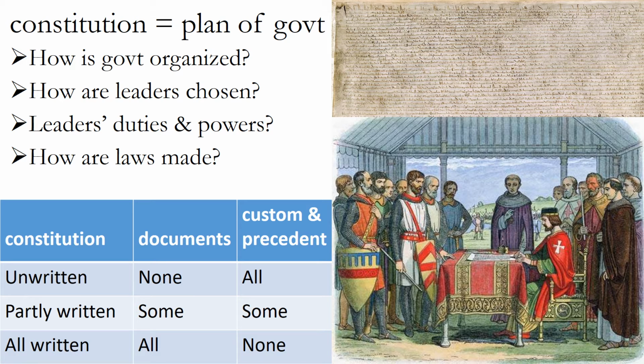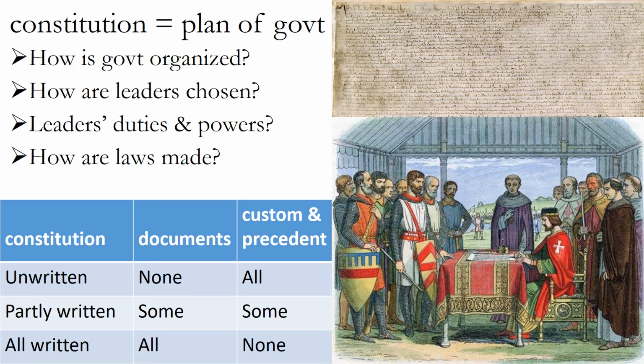That's kind of vague, though, to have an unwritten constitution, so some countries have a constitution that is partly written. So there are some documents that answer some of these questions, but there are also some holes between those documents, and filling in the blanks, again, are custom and precedent. And then it's also possible for a country to have a constitution that is all written. Every one of these questions is fully answered in one or more documents, and there's thus no role for custom or precedent.